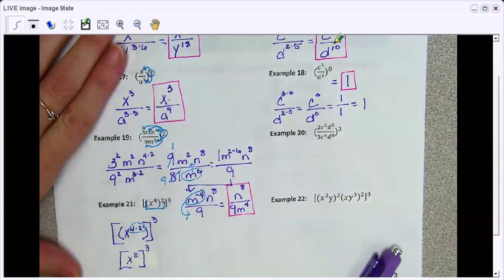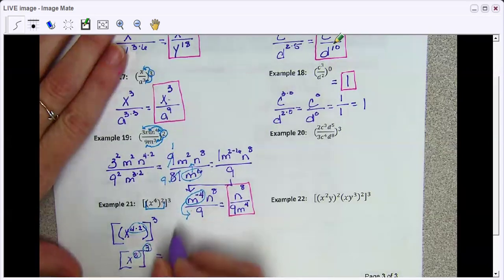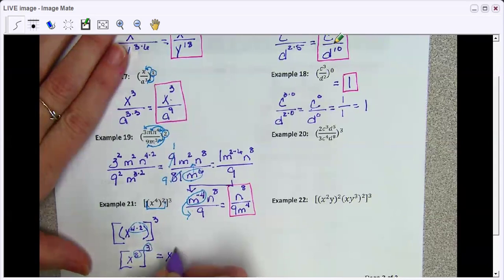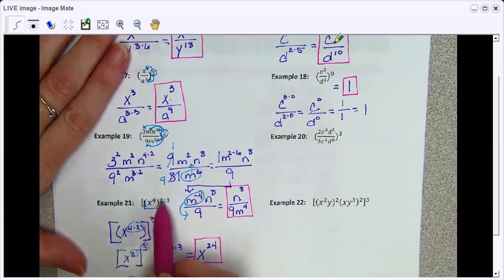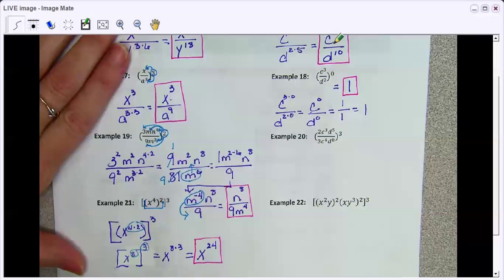And now we're going to multiply these. Brackets and parentheses is all part of grouping, so it's the same idea. We're going to take x to the power of 8 times 3, and we get x to the power of 24. And that is our final answer. So now that we did all that work, let me show you what we actually did. We took 4 times 2 is 8. 8 times 3 is 24. And that's what our exponent is.